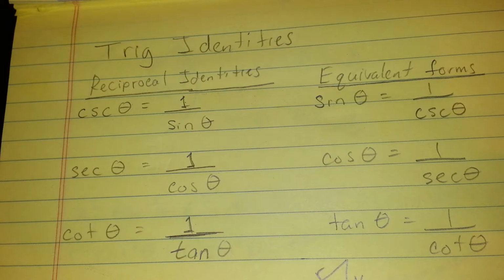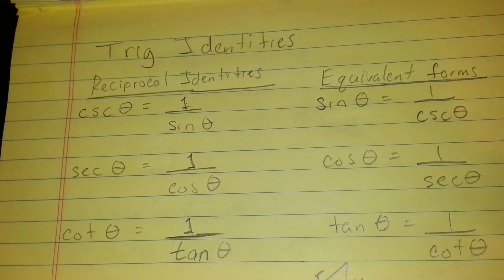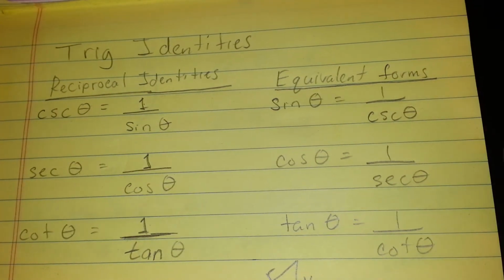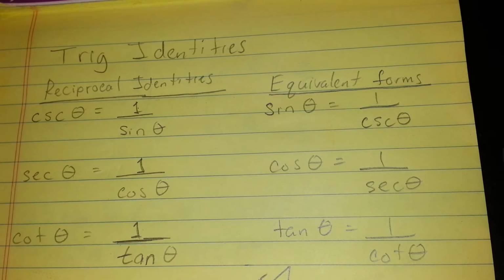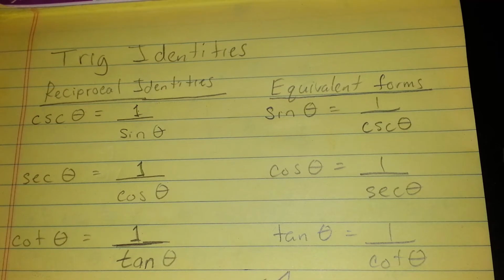Okay? They're reciprocals of each other. Equivalent forms of these reciprocal identities, it just helps to know sometimes. You'll see when we're solving problems, we're going to have to rewrite these equations, just like we do with polynomials and rational functions, so things can cancel out.